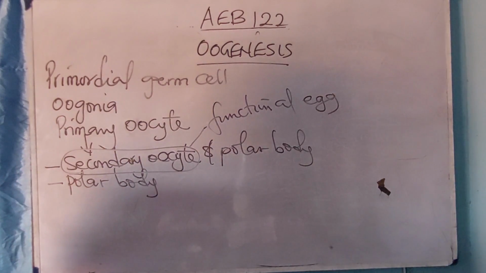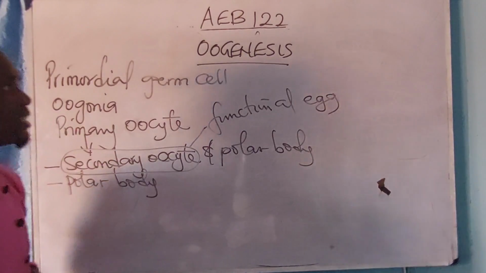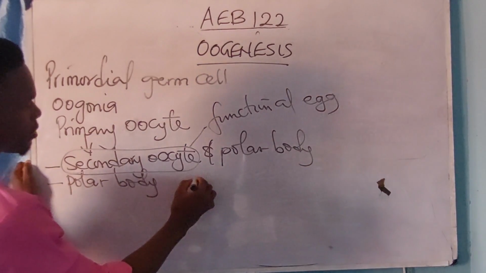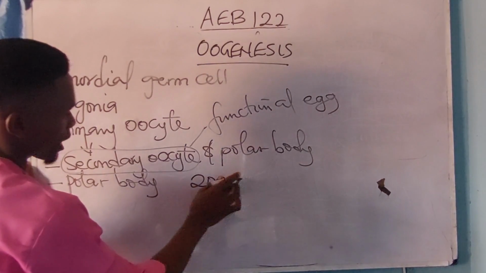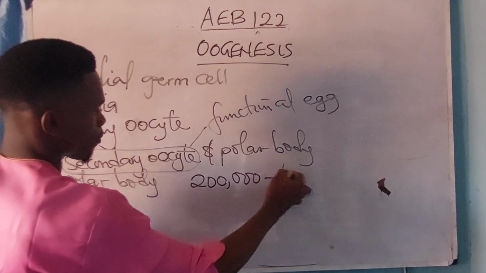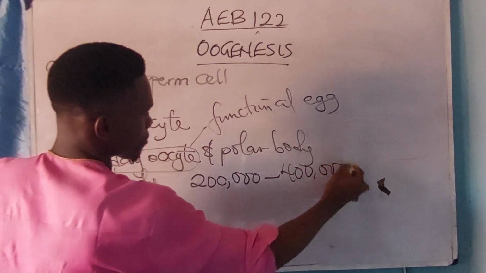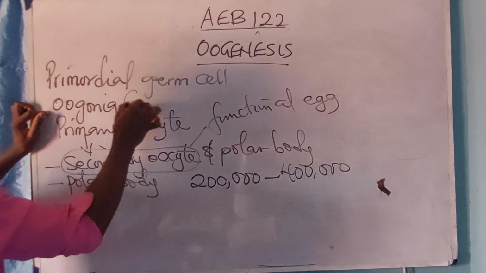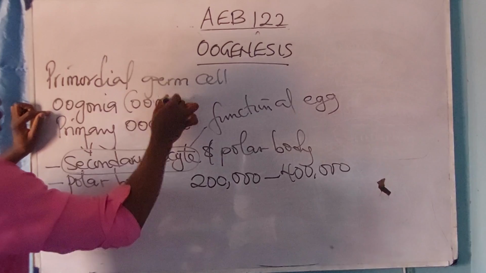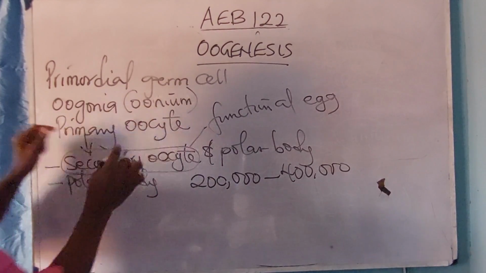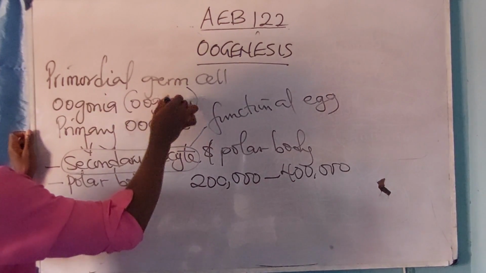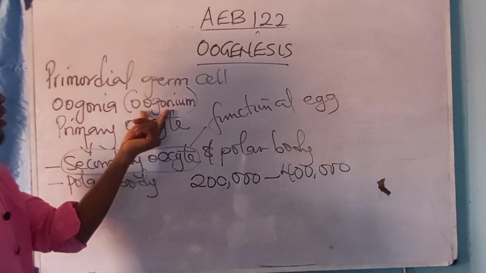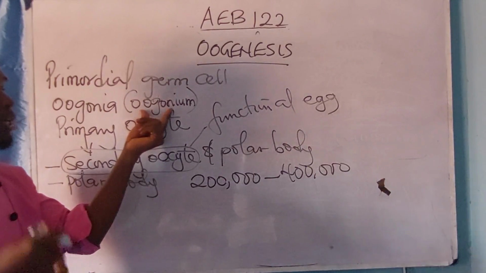In the first year, at birth, there are about 200,000 to 400,000 follicles. Now, each oogonium, you know, oogonia is plural, oogonium is singular, is surrounded by a special type of cell called the granulosa cell.